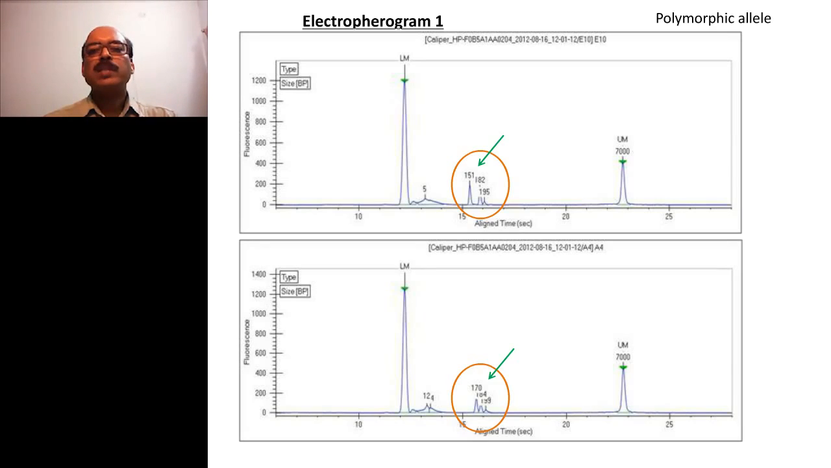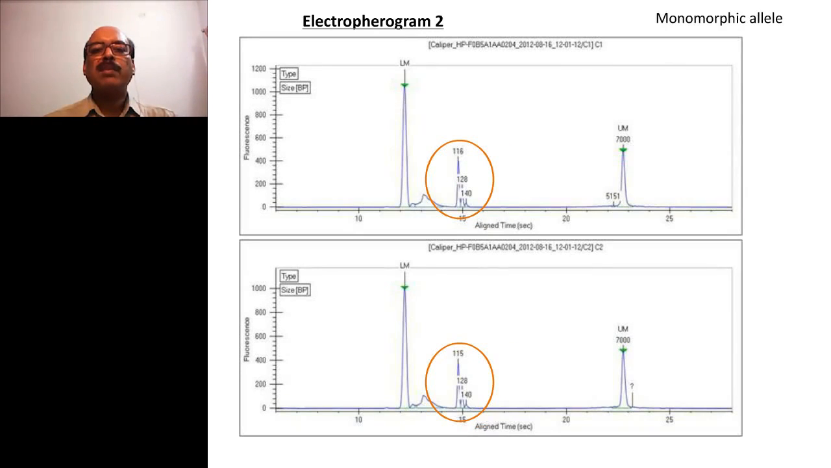If we move on to the next slide, this is an example of a monomorphic allele. So there is no polymorphism between these two samples. And the third example I have taken is a missing allele.